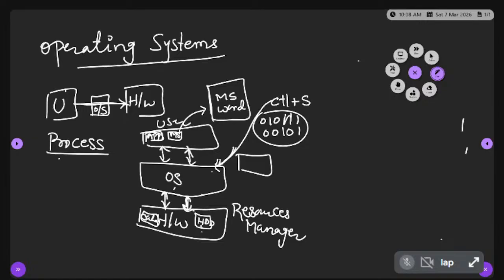Program under execution. Normally we say, program under execution, it is a process. It means that something is going on which is not completed, which is already started. Still it is doing something. Normally we say it is still processing.